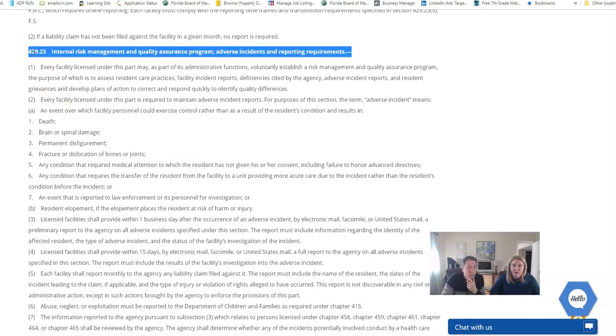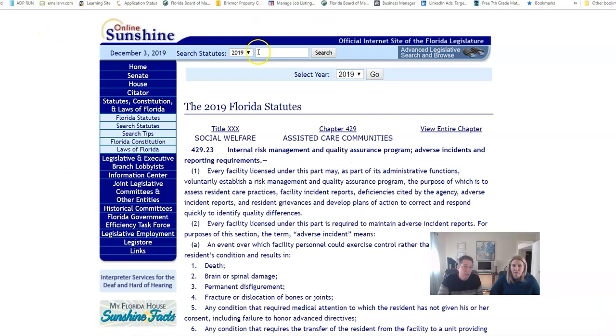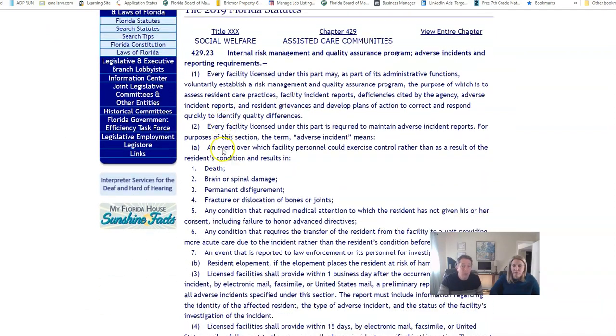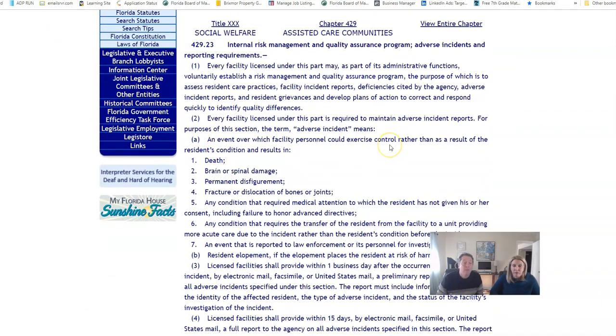Okay, let's go ahead and look at what the requirements are for an adverse incident report. We pasted it right here in your training, but if you ever need to find it, of course, you go to Florida statutes, and here it is. Okay, so let's go ahead and read this. Every facility licensed under this part may, as part of an administrative function, voluntarily establish a risk management and quality assurance program. The purpose is, okay.